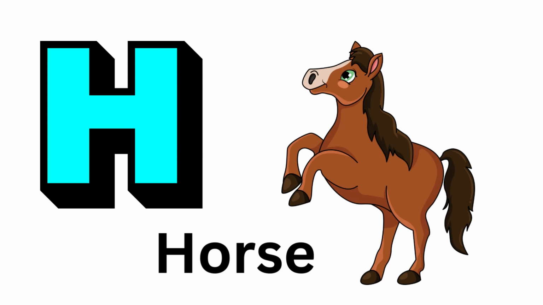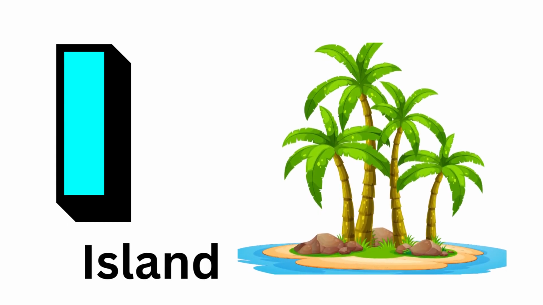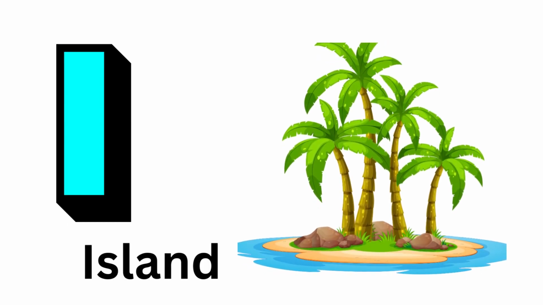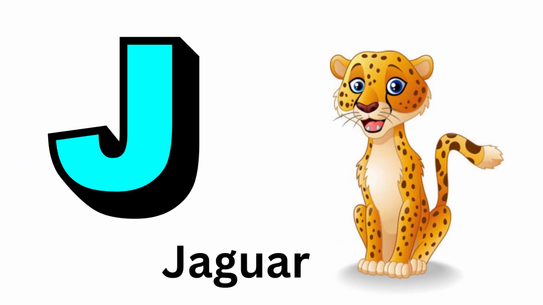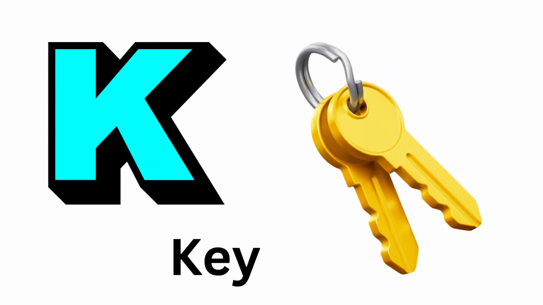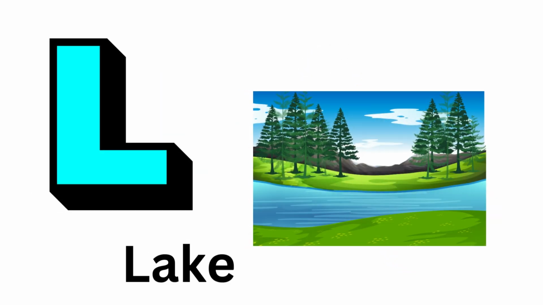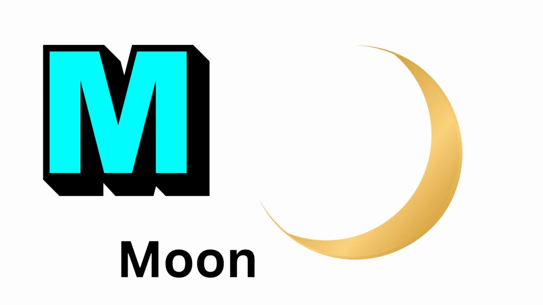H. H is for horse. I. I is for island. J. J is for jaguar. K. K is for key. L. L is for lake. M. M is for moon.